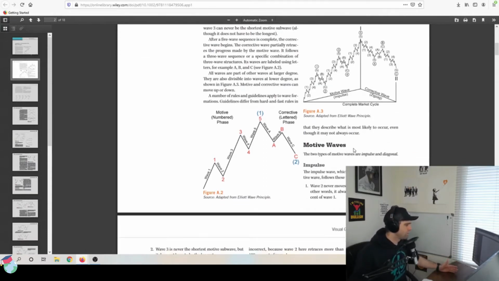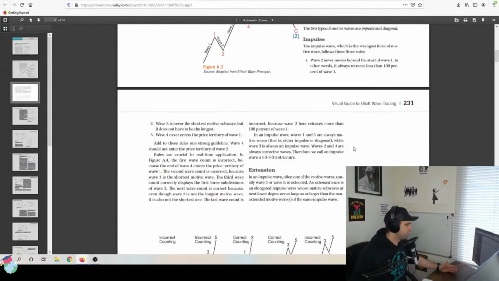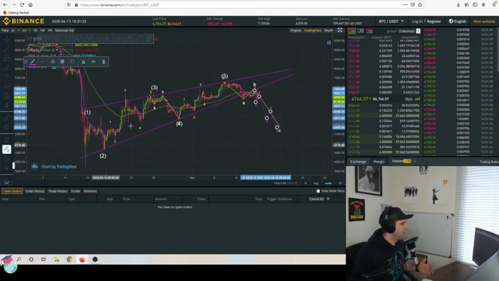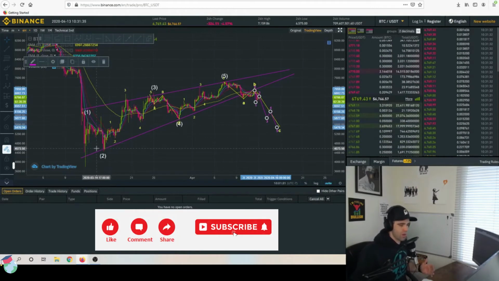So we're just going to go to the bottom of this page, and I just want to show you guys this. I wanted to go over these first 3 pages because this is exactly, so you see there 1, 2, 3, 4, 5, and our A, B, C, right? And this is exactly how I've got it lined up on our Bitcoin chart.